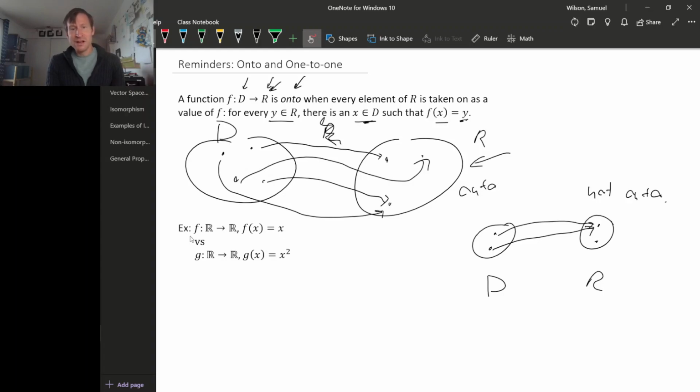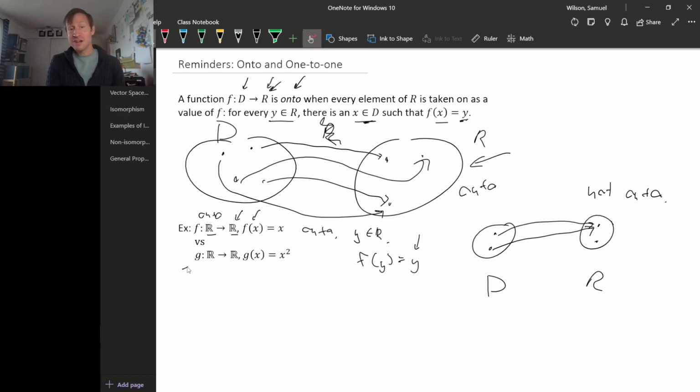So some examples: the function going from R to R given by this formula, f of x equals x, this is onto, right? Because is it the case that every real number is an output of this function? Well, yeah, because if I give you a y in the real numbers and you want to find an x that you can put in here to make y come out, you can just put y in and y will come out. So every y is an output of this function. So this is onto.